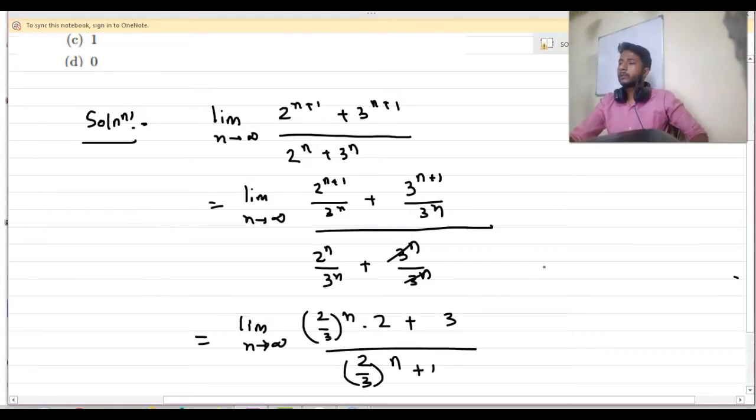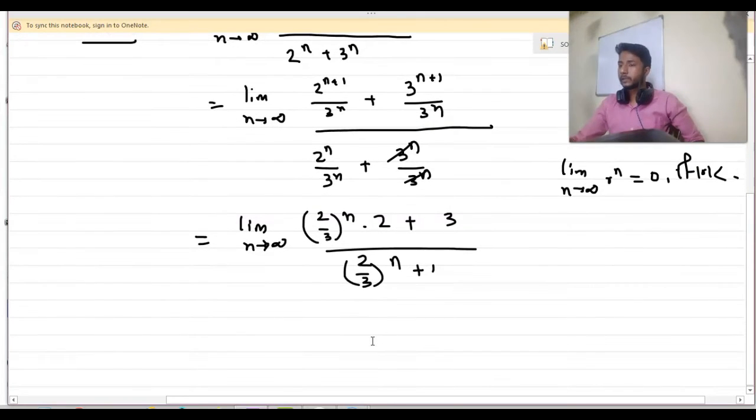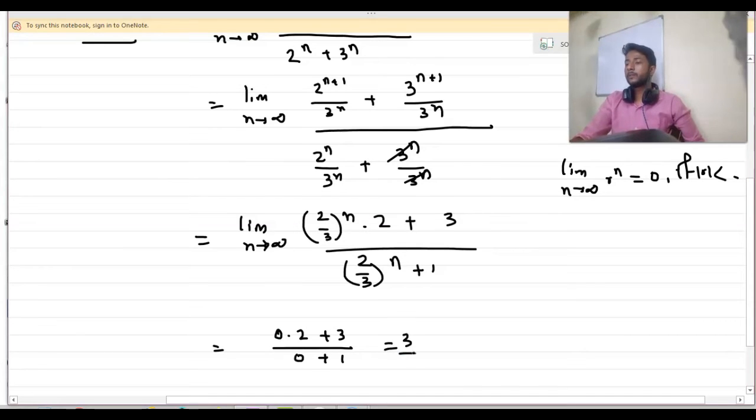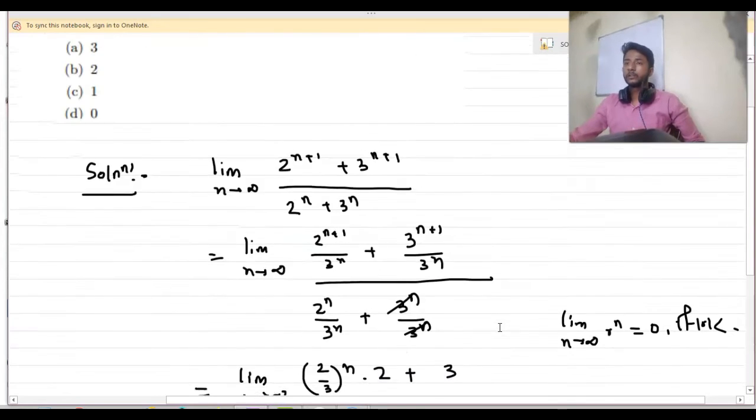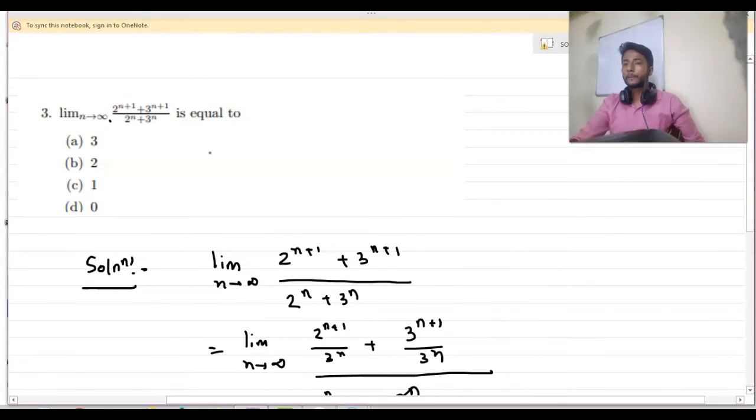Now we know that the limit as n tends to infinity of r^n is 0 if |r| is less than 1. You can see the value of 2/3 is less than 1, as 3 is greater than 2. So we can say that it is (0 × 2 + 3) / (0 + 1), which is 3/1. So this is 3 and this is our answer. So option A is our correct option.